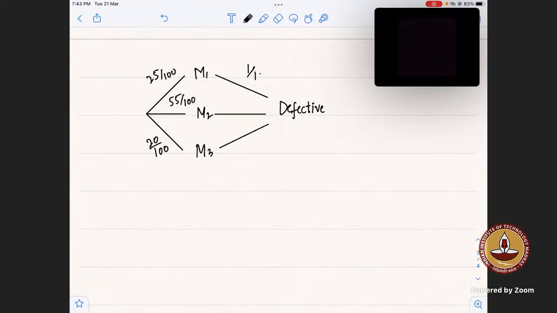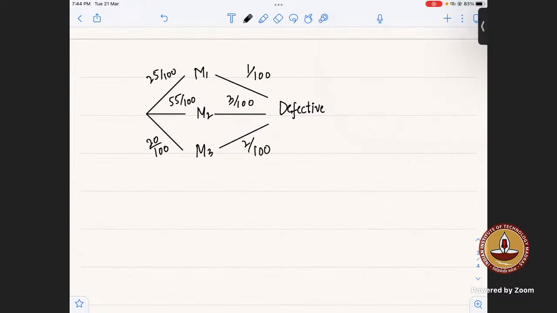1%, that is 1 by 100 basically. From M2 it will be 3%, that is 3 over 100, and from M3 it's 2 by 100. Now, just as we discussed in the previous question, let's get to the basics and not forget where the basics of probability came from: probability of A is favorable cases over total cases, the cases in which our event is occurring.